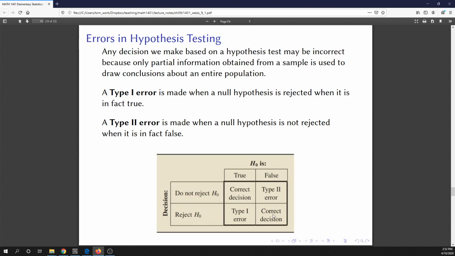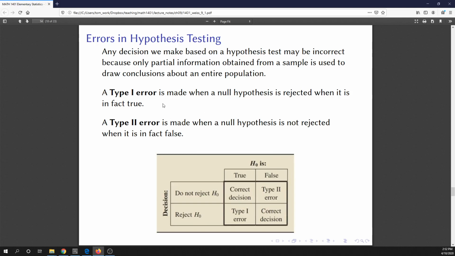Okay, so again, the correct decisions, what we would like to have happen 100% of the time, is that if the null hypothesis is true, we would fail to reject it. If it's false, then we would reject it. Of course, since we are operating on only partial information, that's not going to be the case 100% of the time, and it is possible to make errors. There's always going to be a sampling error, right? And so the two types of errors are classified as a type 1 error and a type 2 error.